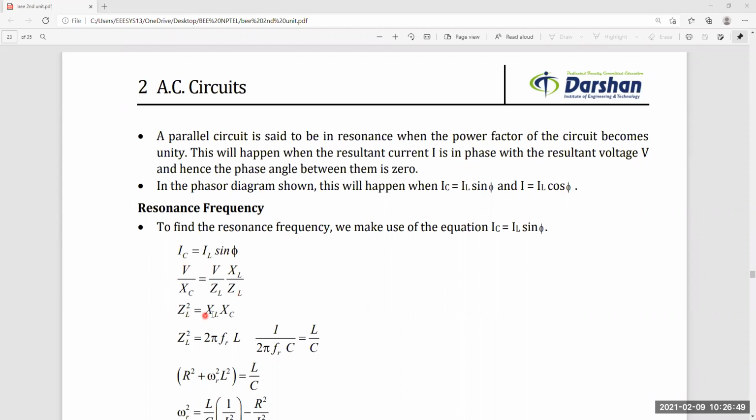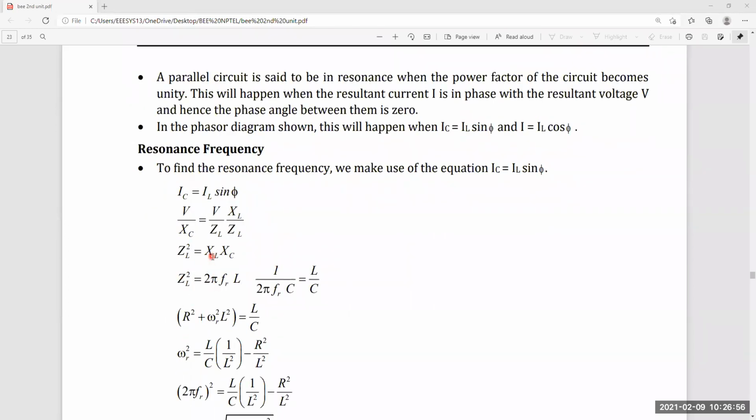So ZL square is equal to, V cancels, XL into XC. XL is equal to omega L and XC is equal to 1 by omega C, where omega is equal to 2 pi FR, the resonance frequency. Then 2 pi FR is cancelled. That is equal to L by C. So ZL square is equal to L by C.